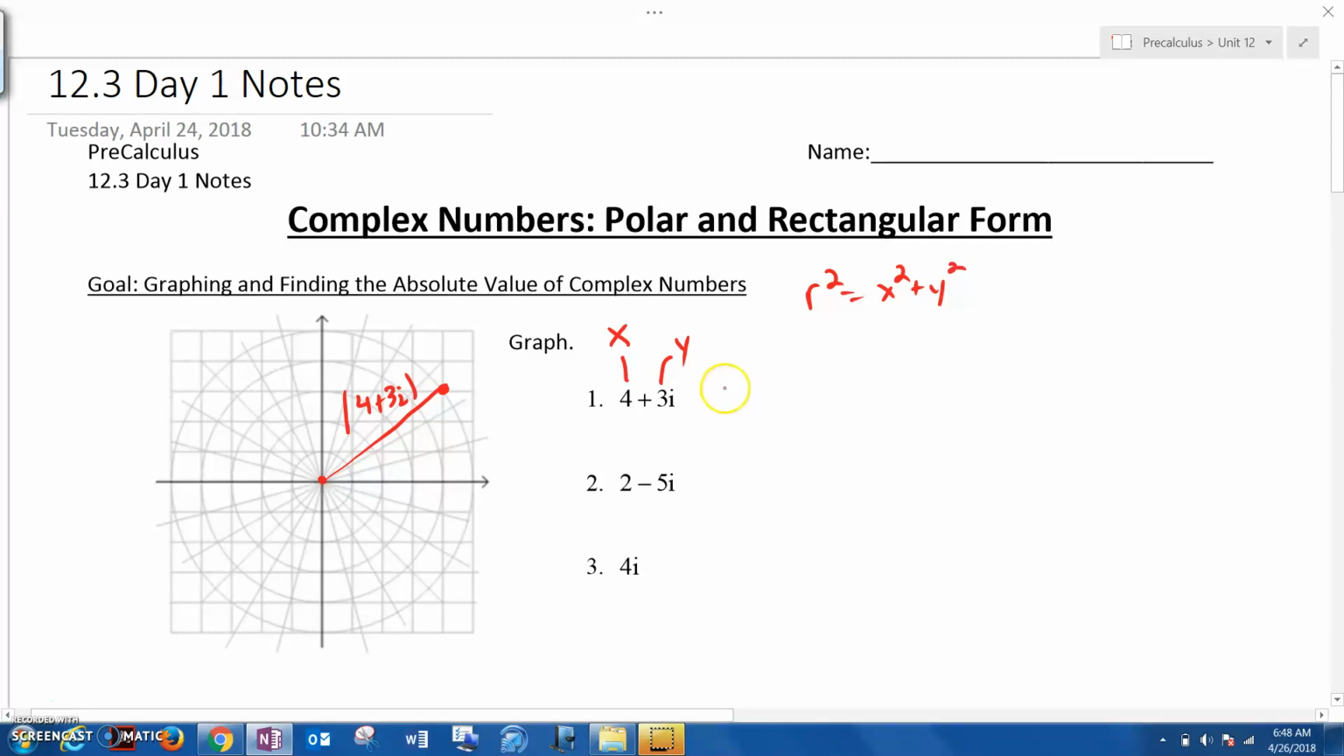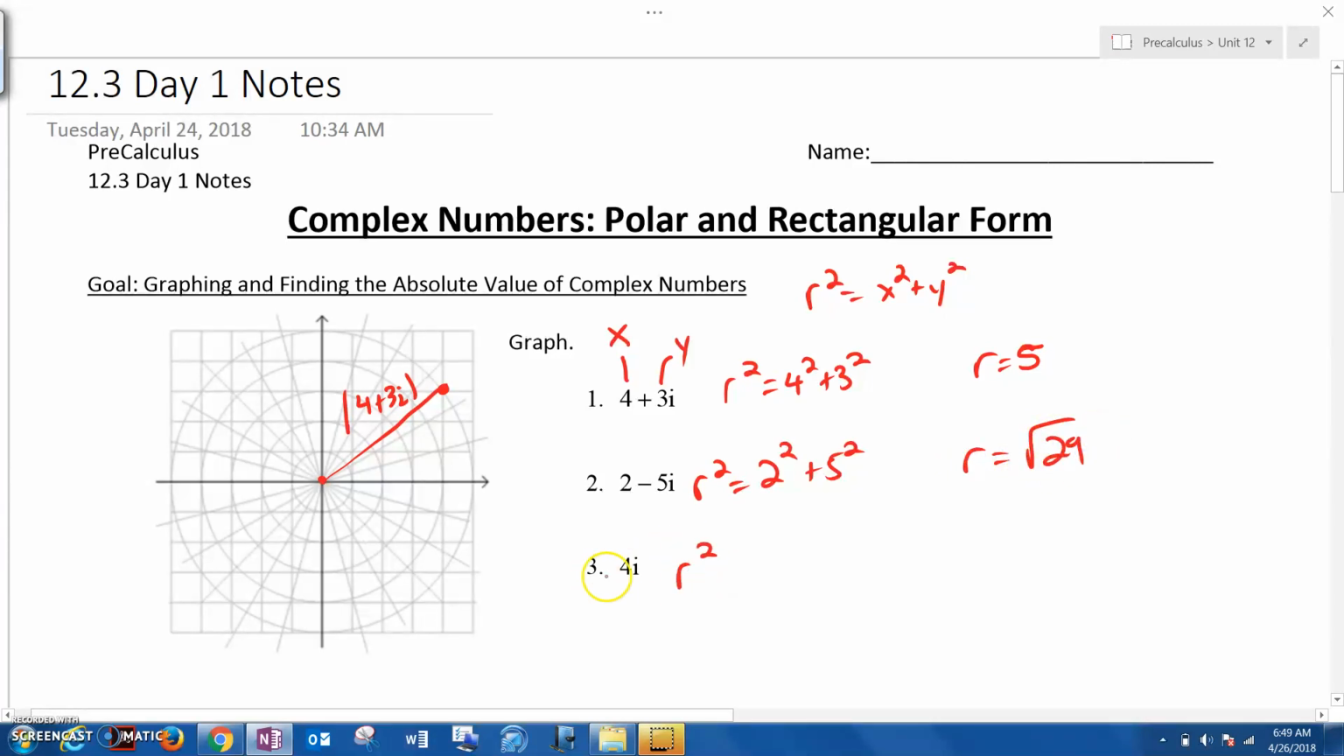So let's do that. So r squared equals 4 squared plus 3 squared. 16 and 9 is 25. So r equals root 25, which is 5. Here we get r squared equals 2 squared plus 5 squared. Got a negative, doesn't matter because of the square. 5 squared is 25, plus 4 is 29. So r, or the absolute value, is square root of 29.